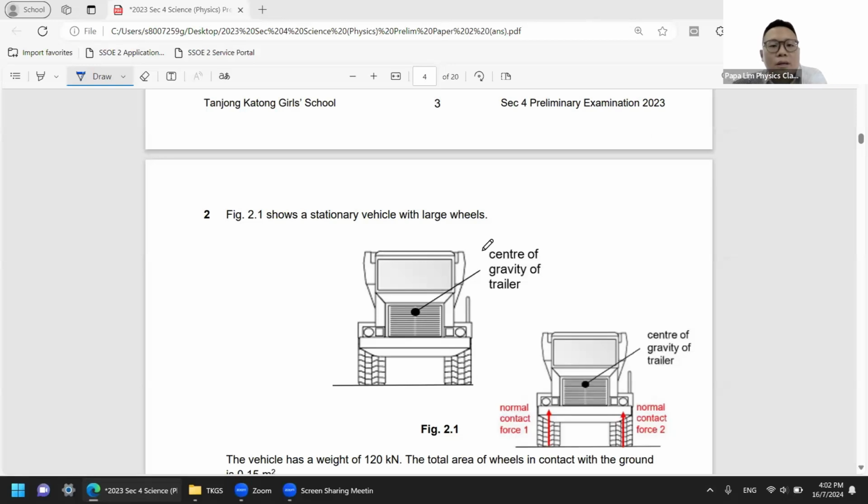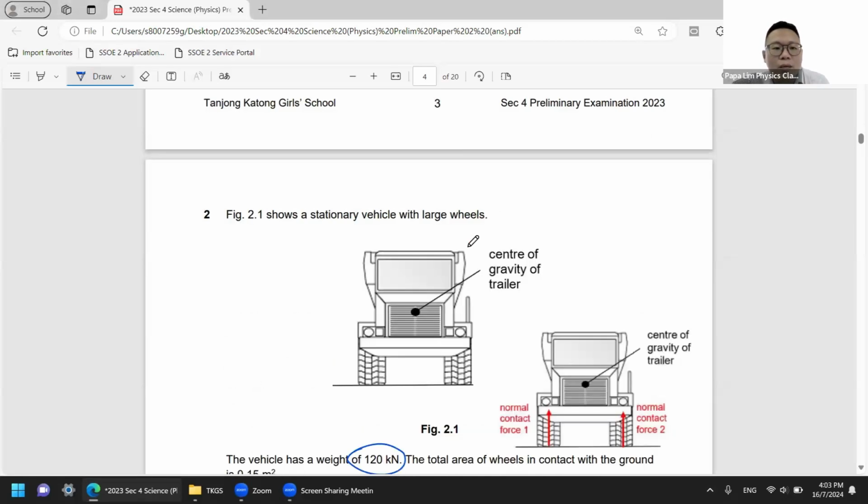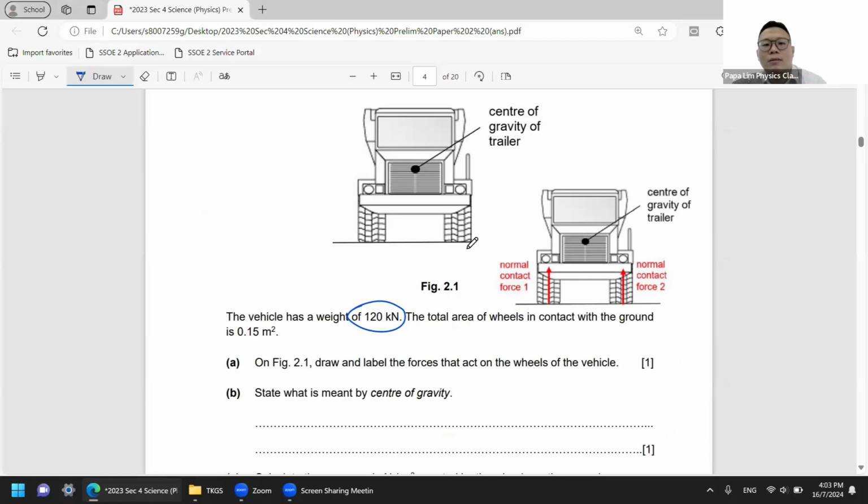Question two we look at is a stationary vehicle with large wheels, and we have a weight of 120 kilonewton. The wheels are in contact. Question 2A is quite interesting because they ask you to draw the forces acting on the wheel of the vehicle. Most of the time the question will ask you to draw the weight, which we always draw through the CG of the object, labelled as weight. But in this question, it is not looking for the weight, it's looking for the contact area, where the force acts on the wheels.